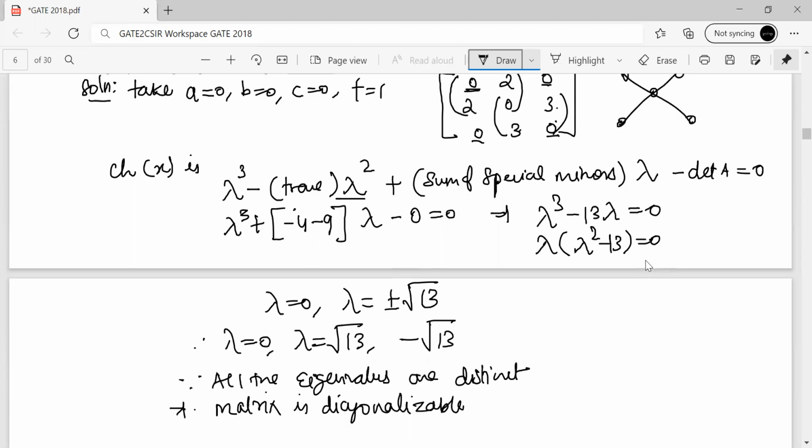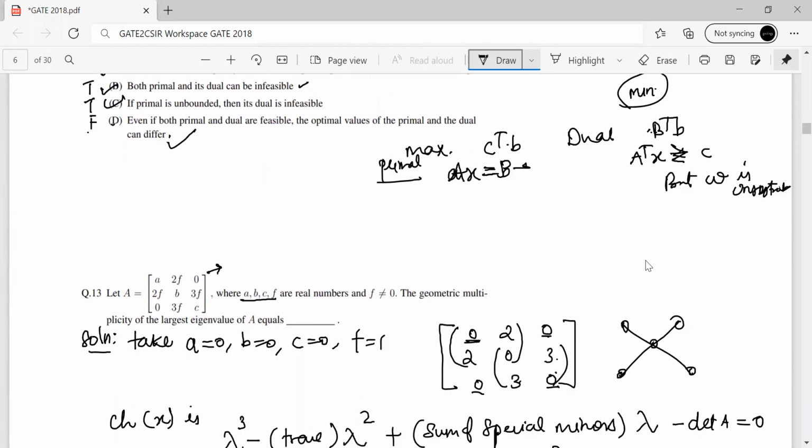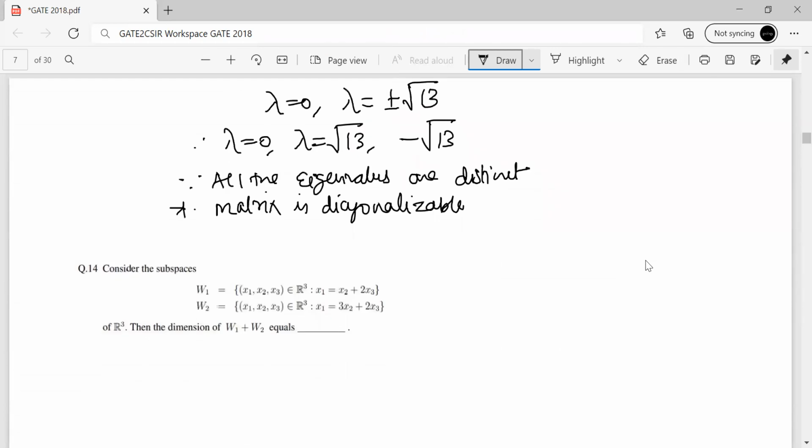And even you can see by looking at the matrix, this is a symmetric matrix, so it is always diagonalizable. And if the matrix is diagonalizable, it means its minimal polynomial has monic linear factors. So the AM and GM of every eigenvalue will be the same. Its AM is 1, AM is 1, AM is 1. So if the matrix is diagonalizable, AM is the same as GM.